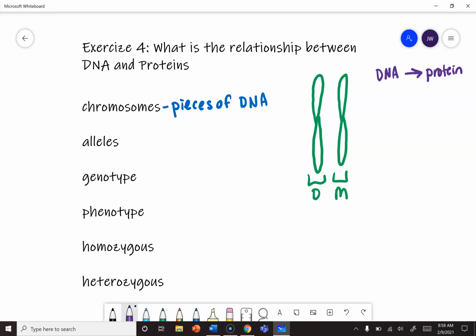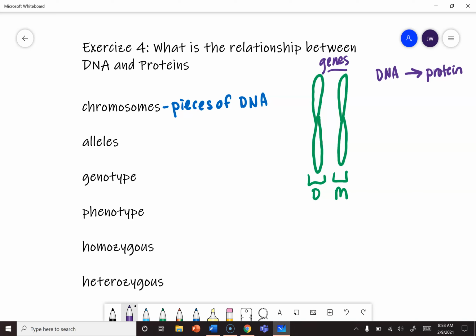So chromosomes are pieces of DNA. We get one from mom and one from dad. We have 23 types, so you got 23 chromosomes from mom and 23 from dad to make 46 altogether. Now, encoded on these chromosomes are genes.